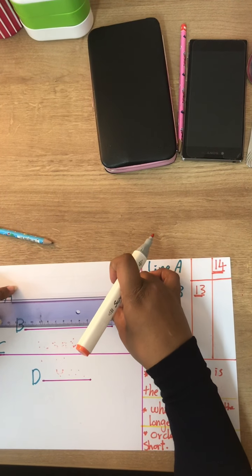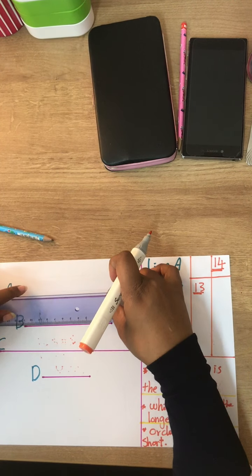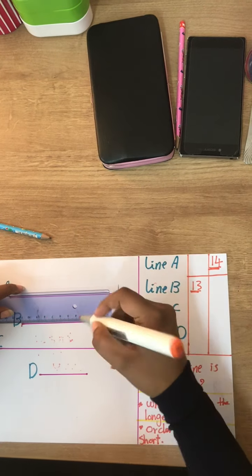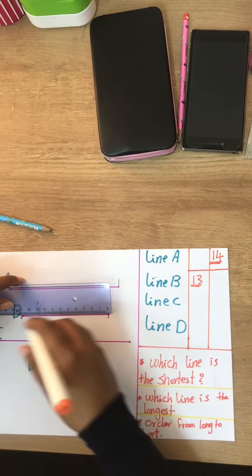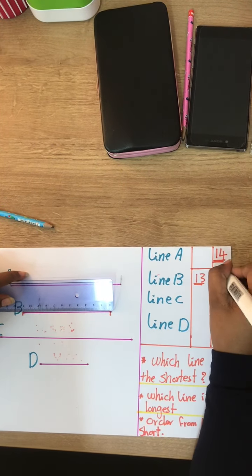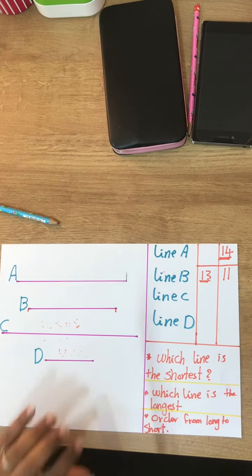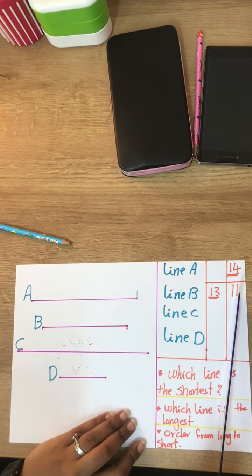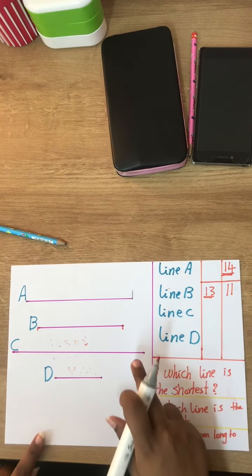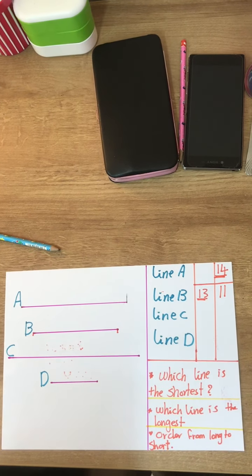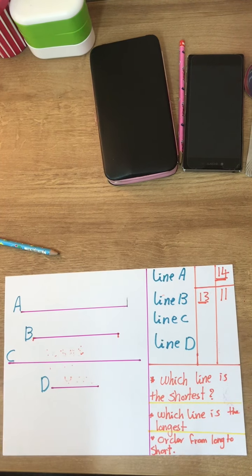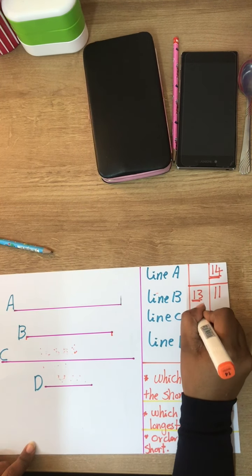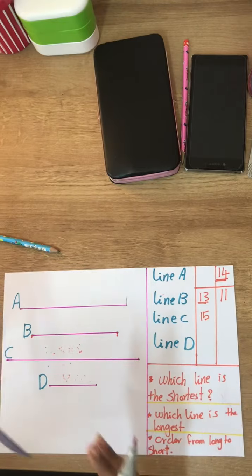You put the 0 and the last point. So my last point here and the 0 here, I found it 11. That means my estimating was wrong, right? The actual measurement is 11. Let's estimate line C. Line C, I will say it's 15. But let's find out if it's 15 or not.